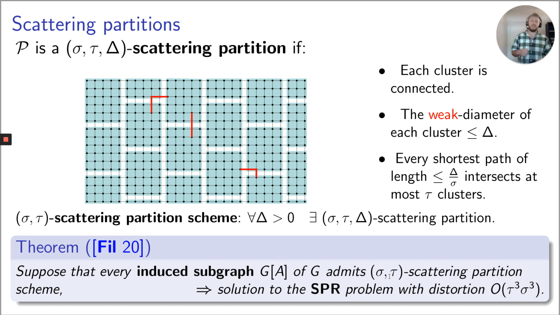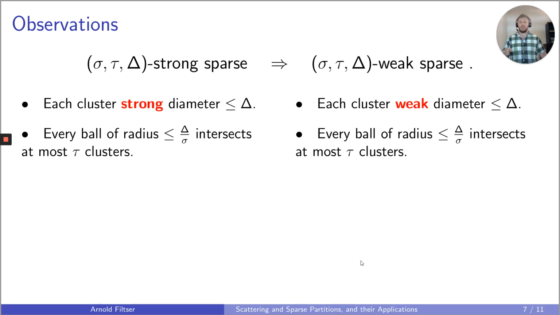So we'll start by making some observations on the different partitions and the relation between them, and then we'll go over different graph families and describe what type of partitions could be constructed, and we'll finish with some conjectures and open questions. So first, one can easily observe that if you have a sigma, tau, delta strong sparse partition, it's also a weak sparse partition. This is because strong diameter is stronger than weak. That's it.